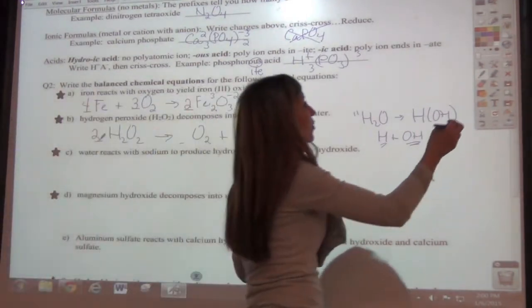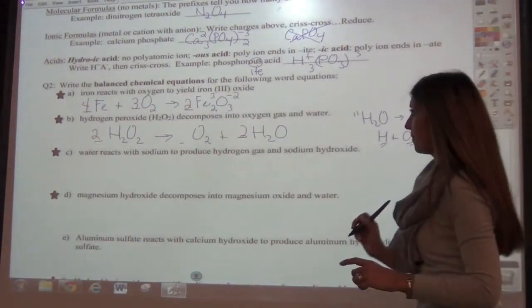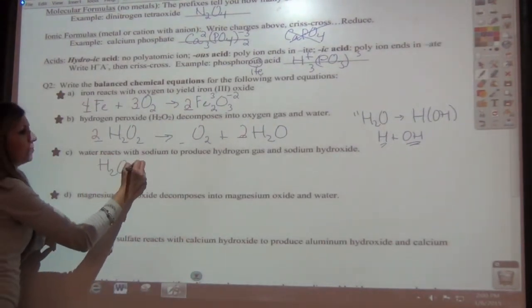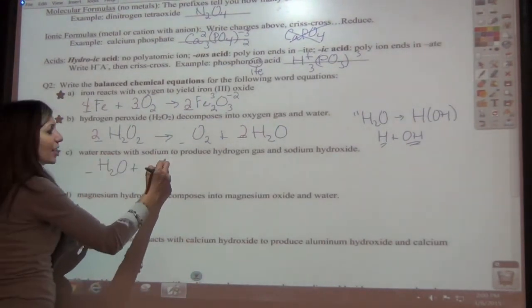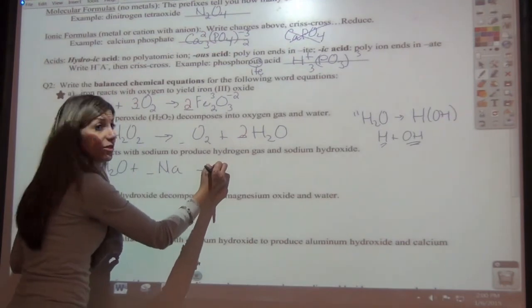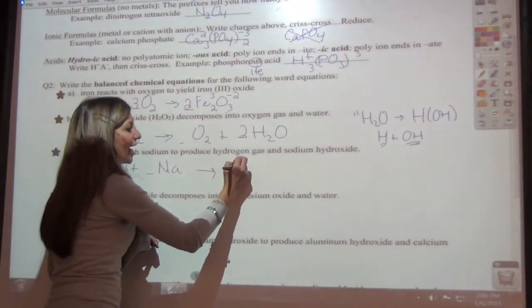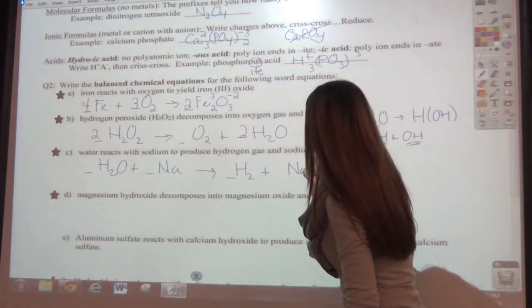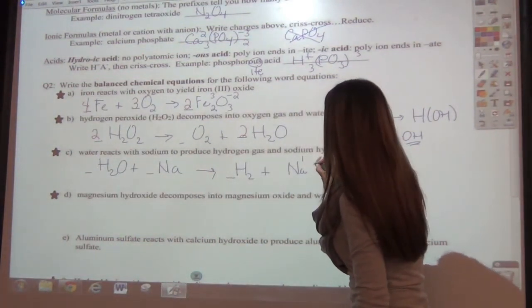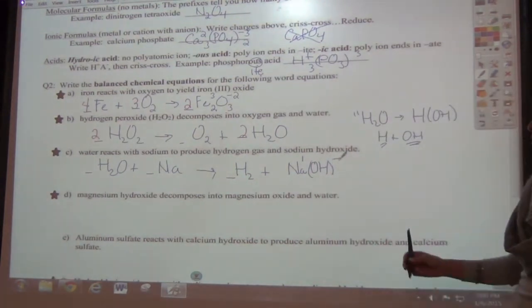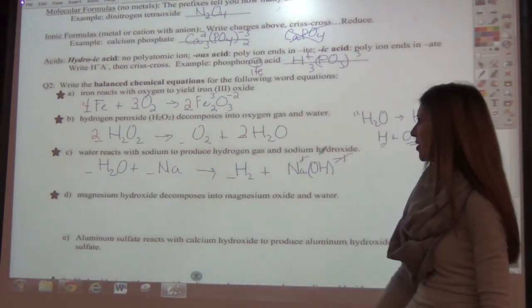Okay, let's try one with water that doesn't work out that way. So I've got water reacts with H2O plus sodium is simply Na. To produce, what is to produce? Yields. Arrow, good. Hydrogen gas, which is just H2, plus sodium hydroxide, which is Na with a plus 1 charge, and hydroxide is OH with a negative 1 charge. Put it in a bag. So it's a 1 and a negative 1. So those cancel out anyway.